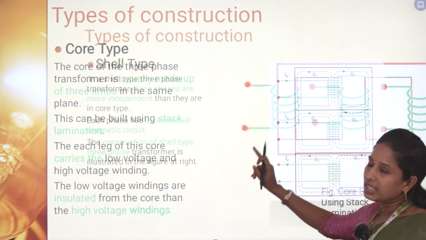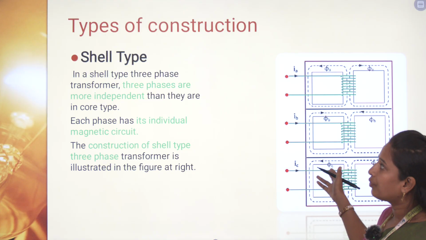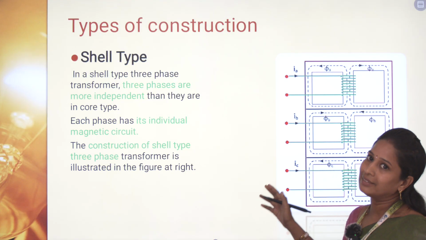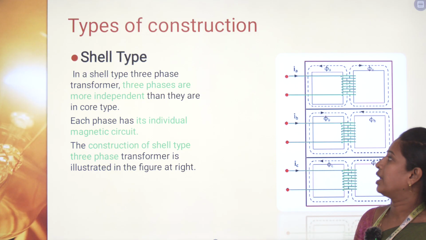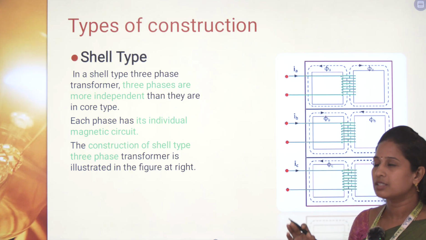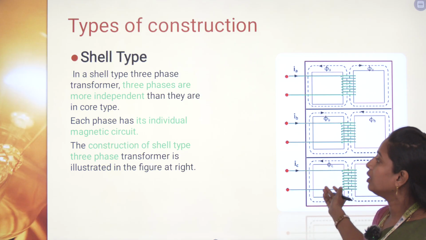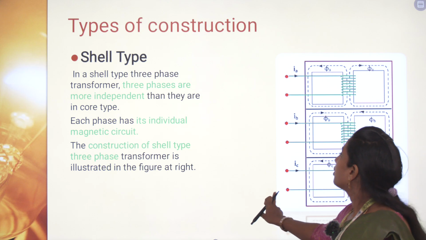Then we will discuss the shell type. In the shell type, the three phases are more independent than they are in a core type, and each phase has its individual magnetic circuit. And here we can see the shell type construction of the three-phase transformer.